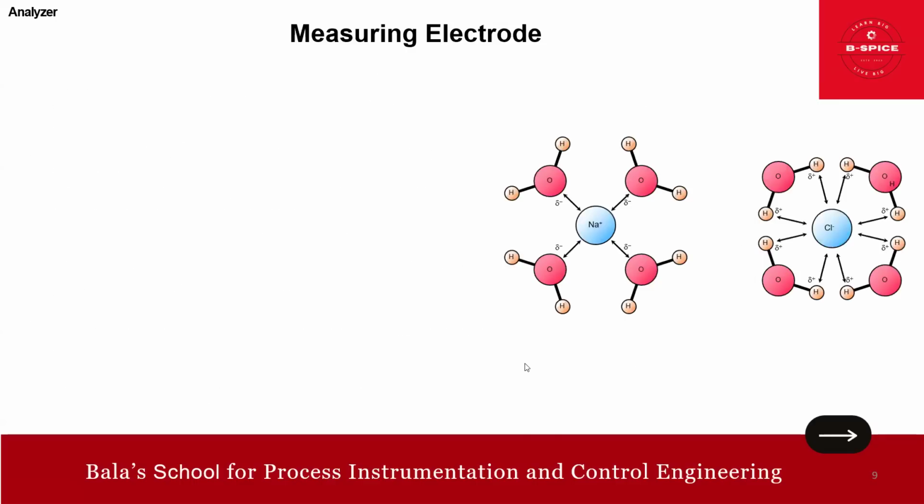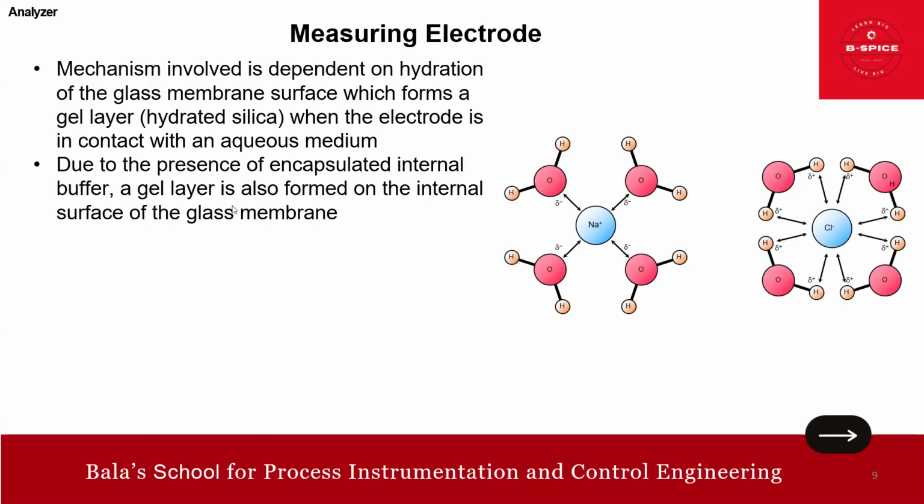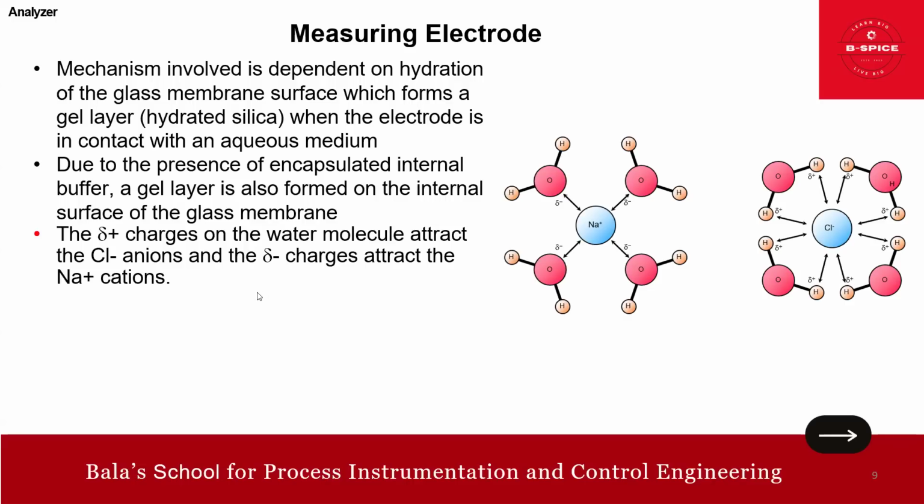Okay. Now we look at a bit of the chemistry, the reaction, or maybe the structure, the mechanism. The mechanism involved is dependent on the hydration of the glass membrane surface, which forms the gel layer. That is the hydrated silica, when the electrode is in contact with the aqueous medium. Due to the presence of the encapsulated internal buffer, a gel layer is also formed on the internal surface of the glass membrane. The positive charges on the water molecule attract the Cl minus ions and the negative charges attract the Na plus ions.